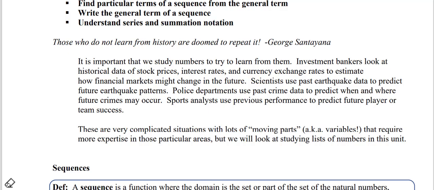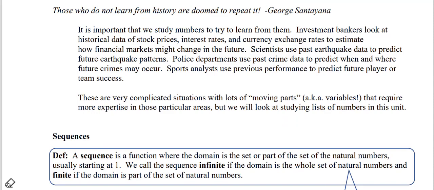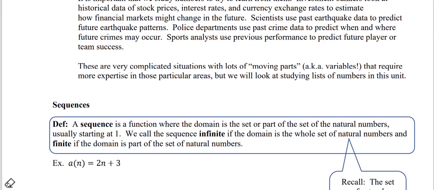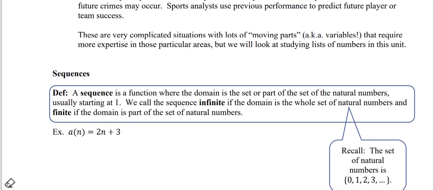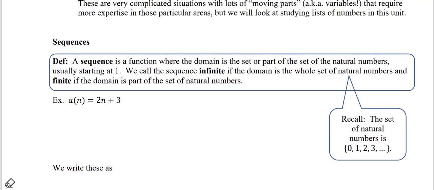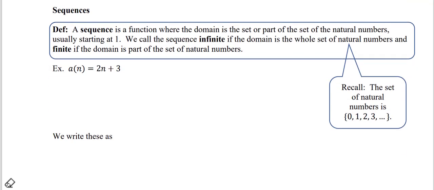These are all very complicated situations. They have a lot of, quote, moving parts, which are variables. They require more expertise in those particular areas. But the idea here, and the reason I mention these things, is looking at some sort of pattern in the data and maybe trying to make predictions based on it. That's the idea behind a sequence, looking at this pattern of numbers.